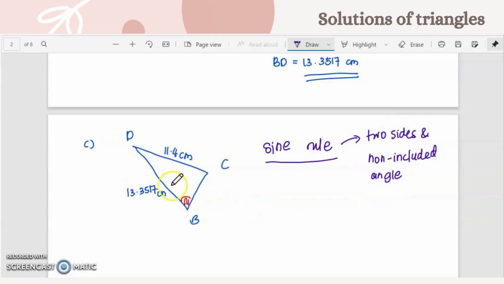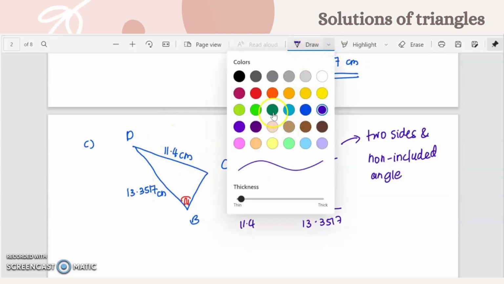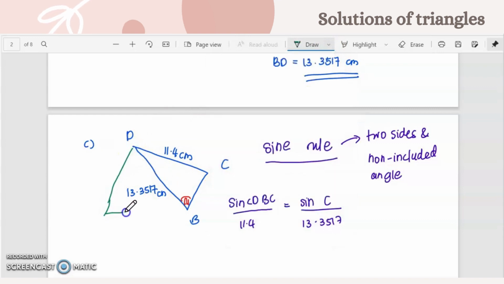So this one we can choose sine of angle DBC over the opposite side, 11.4, equate with sine C over the length 13.3517. And this sine C, actually we can calculate it because we have the angle BAD just now. Since it is a cyclic quadrilateral, the addition of angle A and the opposite angle C will be equal to 180. So this one is 54.4, so angle C will be 180 minus 54.4 degree, and we have the angle as 125.6. That is the angle C.